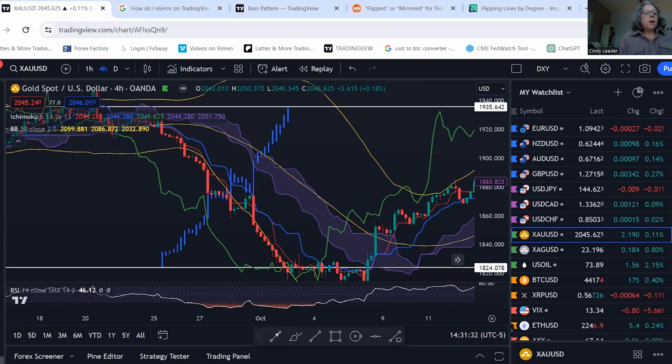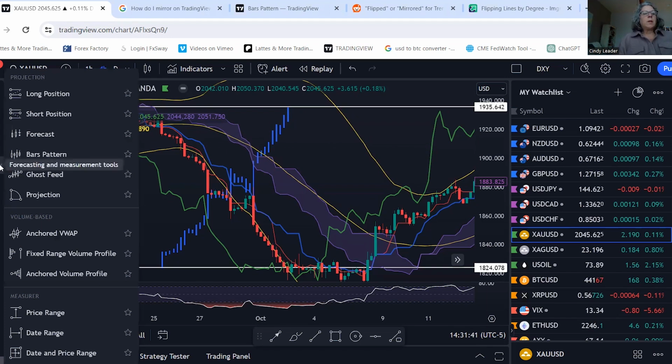I'll just start at the top. You have your crosshair, one, two, three, the fourth one down. That's why I didn't recognize it. It's where your long and short position is, if you're drawing support and a two-to-one ratio. There's something called a ghost feed, which was kind of cool too. I can show that to you. I don't know what forecast is. Like, who checks these out? But there's something called a bars pattern.